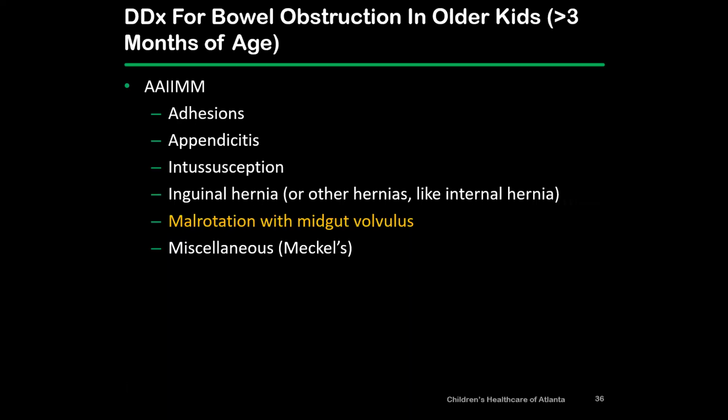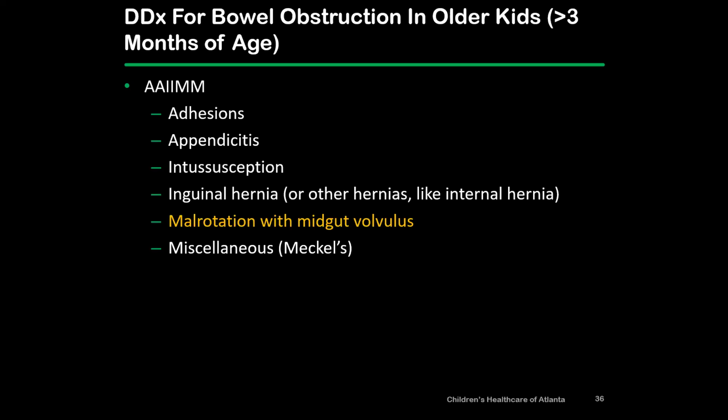In kids, there is a differential for bowel obstructions, and we use the mnemonic AIM. Each letter is duplicated: adhesions and appendicitis, intussusception, inguinal hernia or other hernias like an internal hernia, malrotation with midgut volvulus, and miscellaneous, like Meckel's. I highlight the malrotation with midgut volvulus in orange because this is considered a surgical emergency.